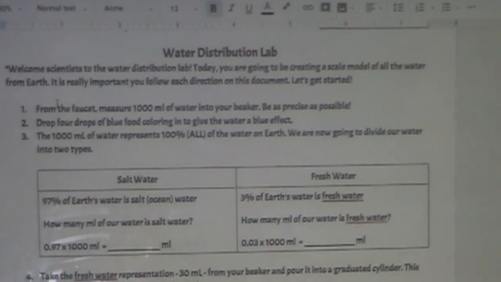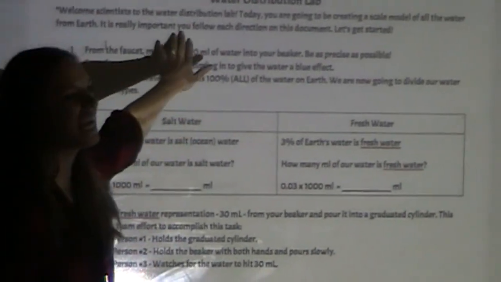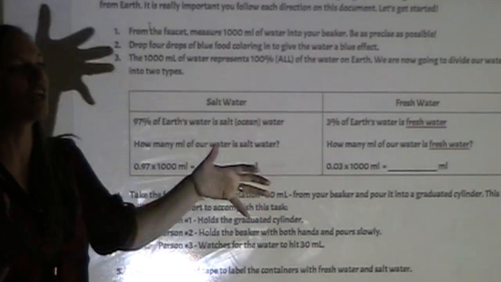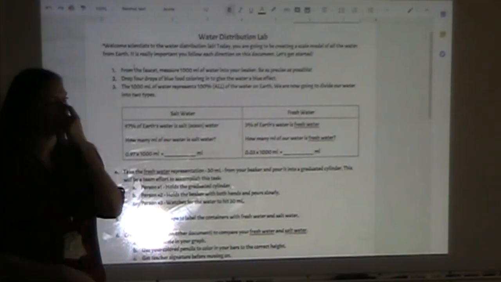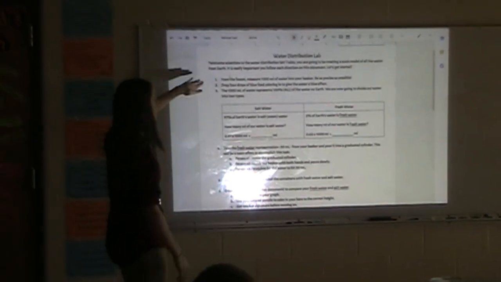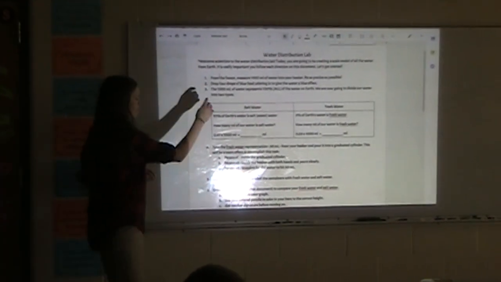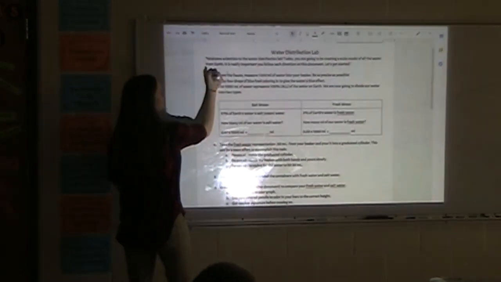Are we able to take all of the water on Earth? No. And look at it here in our classroom? That would be hard. We would drown. Yeah, we'd be in trouble. So instead of taking all of the water on Earth, we're going to create a scale model of water. It is really important, as I just said, for you to follow each direction. So you're going to start with direction 1. After you complete it, maybe you would even, as a group, put a check.